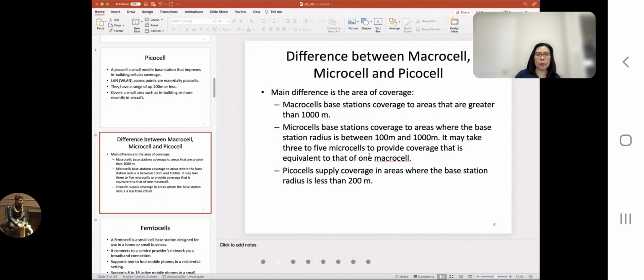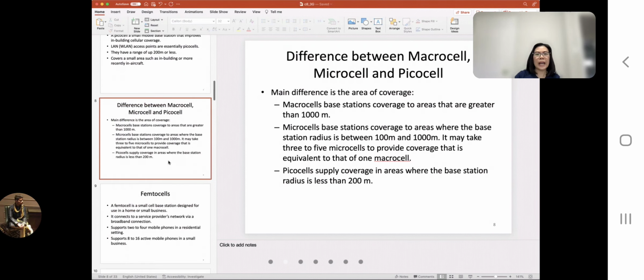Right. So the main difference between macrocell, microcell, and picocell is the area of coverage. A macrocell base station can cover areas larger than 1 kilometer. Microcell base stations can cover areas between 100 meters and 1 kilometer approximately. And it takes about 3 to 5 microcells to provide coverage similar to that of one macrocell. And a picocell can cover areas of less than 200 meters inside a building.